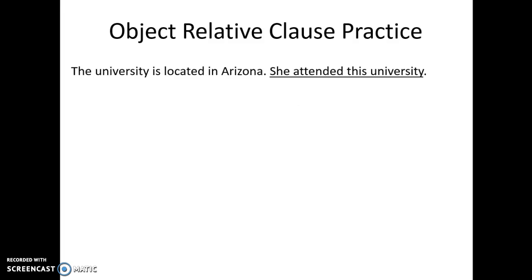Let's take a look at another example. We have the university is located in Arizona. She attends this university. So if we try to guess which noun we're trying to describe in the first sentence with the second sentence, we look for the noun that's the same in both sentences. So we have the university as a subject in the first sentence, and in this sentence, this university is the object.